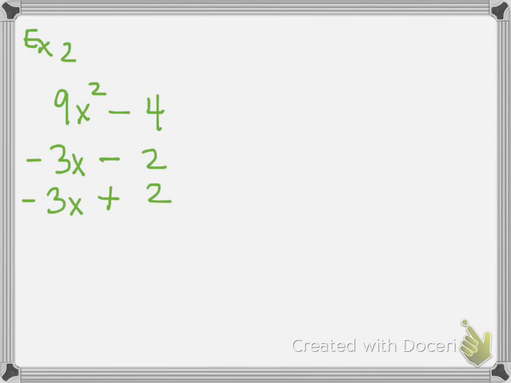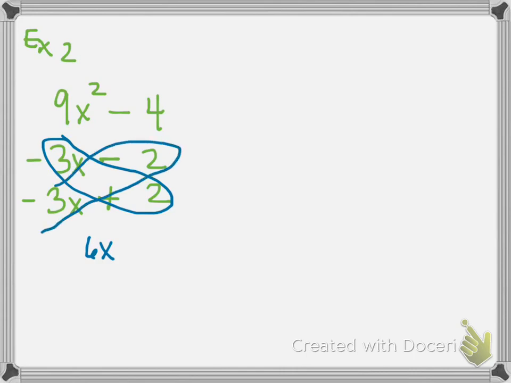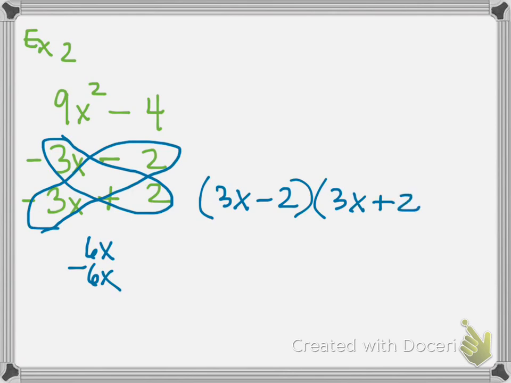Here's how you get that middle term. You go like this. You go 3x times 2 gives me 6x. And 3x times negative 2 gives me negative 6x. So when you multiply them back together, that's how you'd get the 0 in the middle. Here's how you write the answer. 3x minus 2, 3x plus 2. Let's try one more.